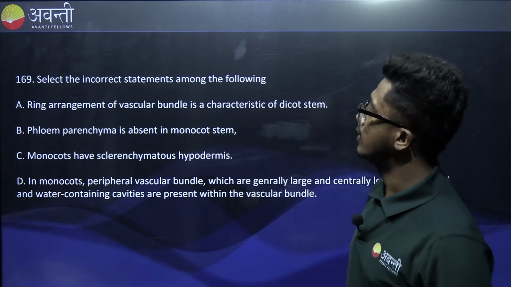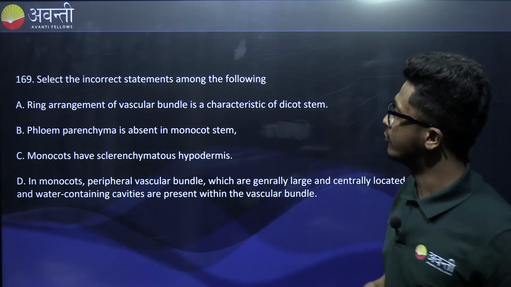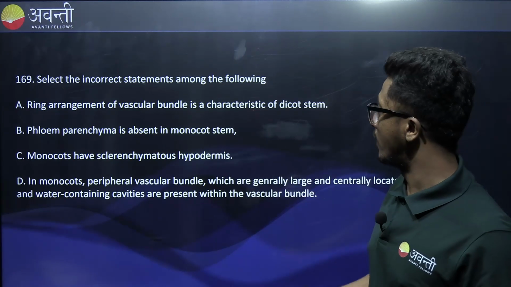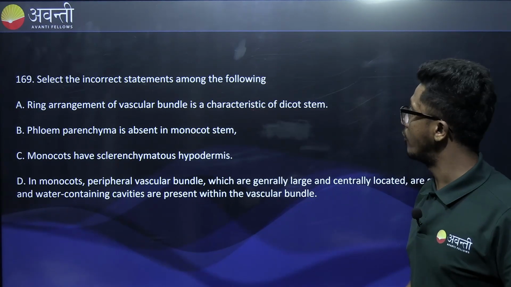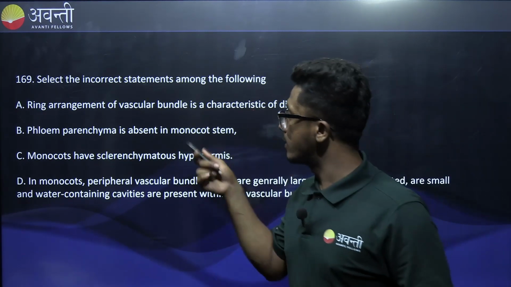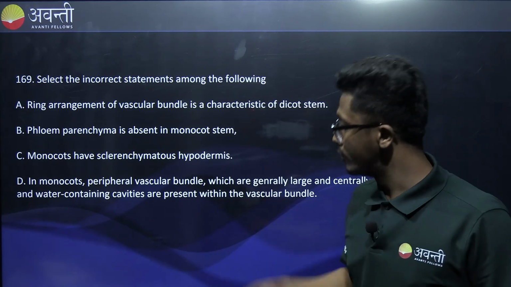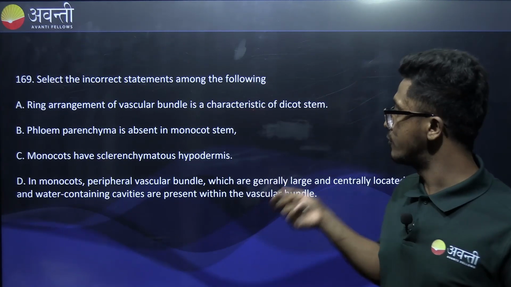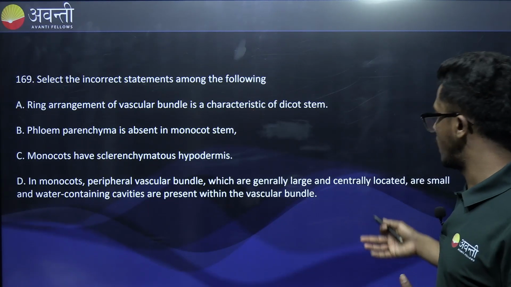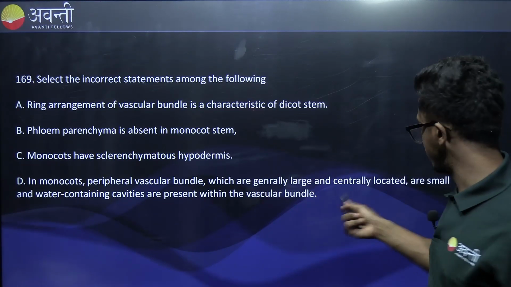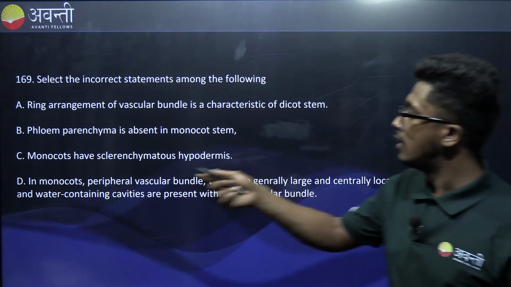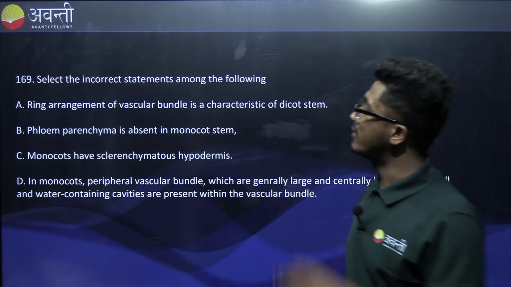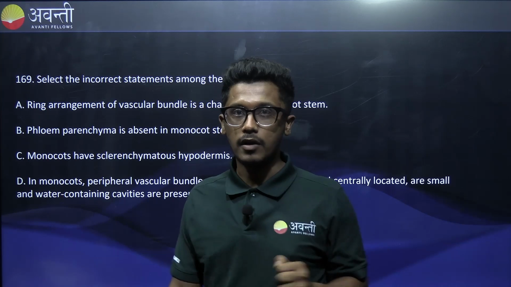So let's go for the next question, that is question number 169. Select the incorrect statements among the following. Ring arrangement of vascular bundle is a characteristic of dicot stem. Phloem parenchyma is absent in monocots. Monocots have sclerenchymatous hypodermis. In monocots, peripheral vascular bundles are generally large, and centrally located ones are small, and water containing cavities are present within the vascular bundles. So let's see which of the following is the incorrect statement.